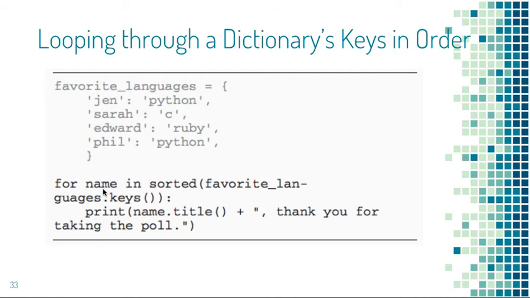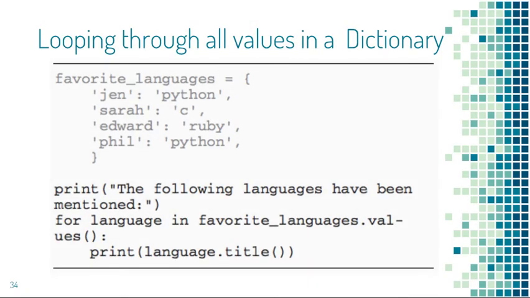One way to return items in a certain order is to sort the keys as they're returned in the for loop. You can use the sorted function to get a copy of the keys in order. This for statement is like other for statements, except that we've wrapped the sorted function around the dictionary's keys method, favorite_languages.keys. This tells Python to list all keys in the dictionary and sort that list before looping through it. The output shows everyone who took the poll with the names displayed in order.